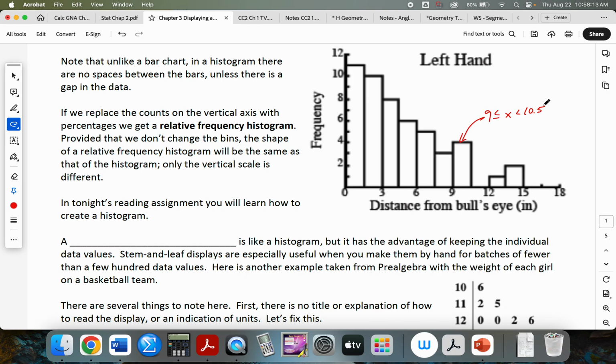So if we replace the counts on the vertical axis with percentages, we get what's called a relative frequency histogram. It looks the same. And we almost never do that. Provided that we don't change the bins, the shape of the relative frequency histogram will be the same as that of a histogram, only the vertical scale is different. But the shape will be the same. Tonight's reading assignment, you'll learn how to make a histogram. Although, like I said, those of you who use that 7th grade book should have at some point learned how to do a histogram.